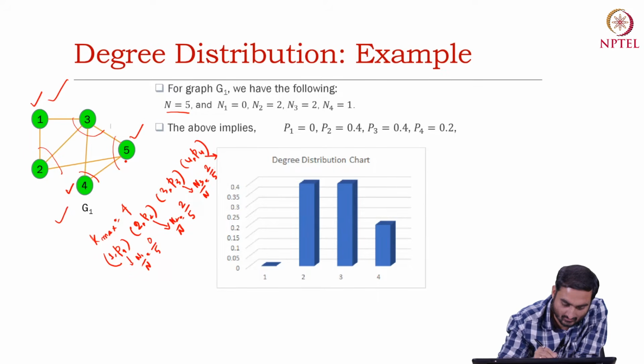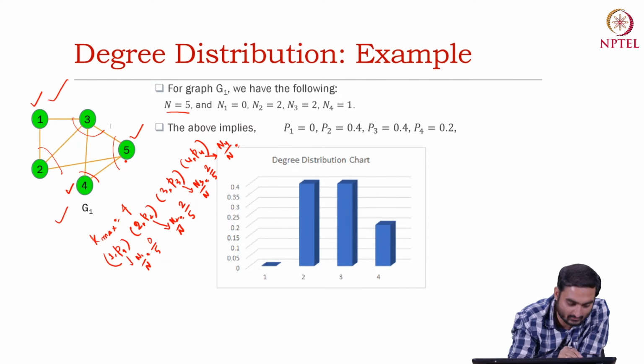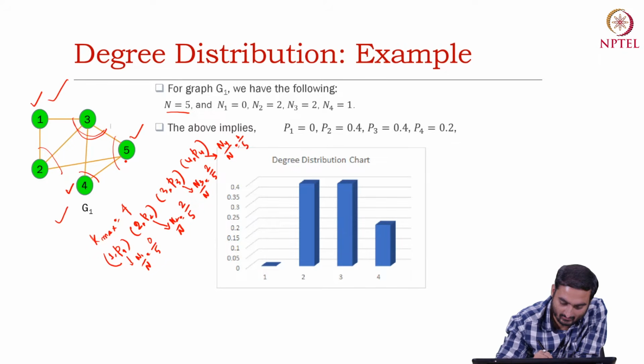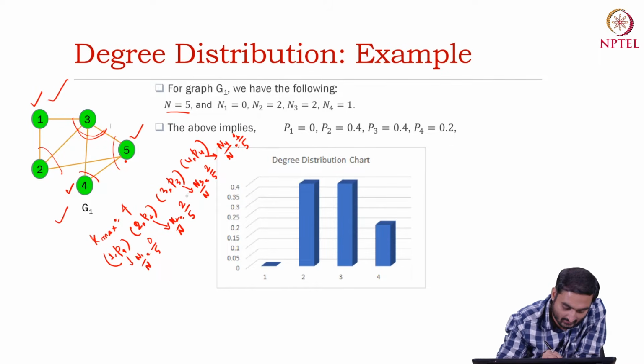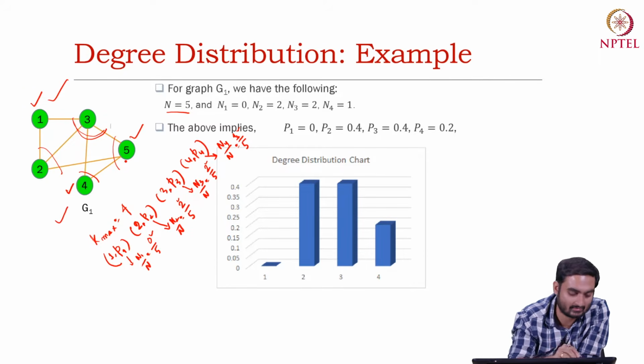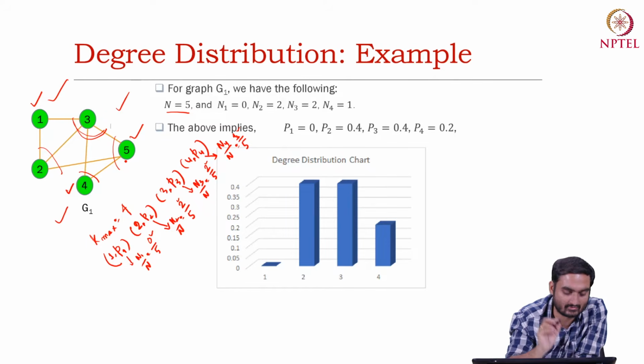What is P4? P4 would be N4 by N. How many nodes are there with degree 4? There is only 1 node with degree 4, right? So 1 by 5. Now you can also cross check whether you have missed out some nodes. So you can actually sum the numerators of all these fractions. So 0 plus 2 plus 2 plus 1, so this would be 5. So we check whether 5 nodes are there in this particular graph or not. There are 5 nodes, so it's okay.